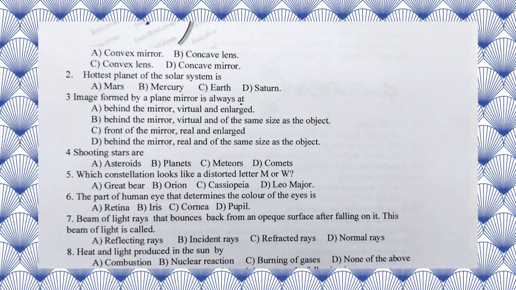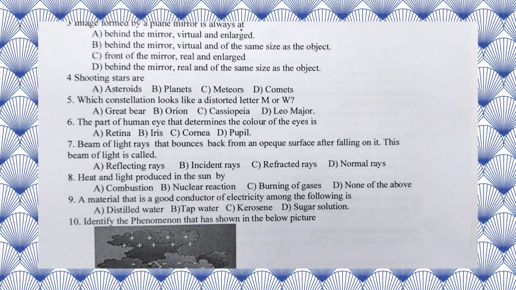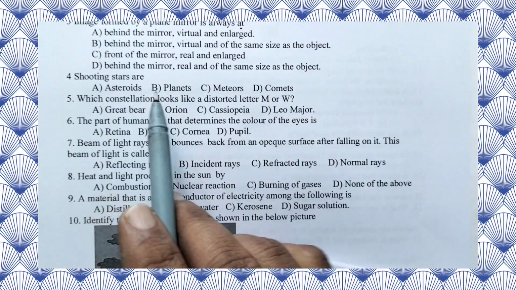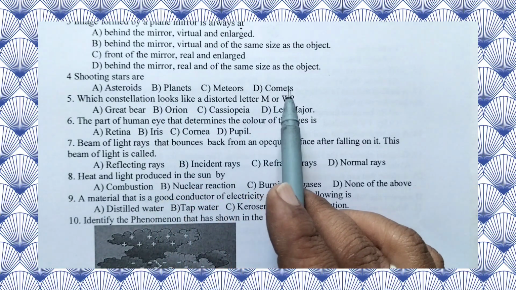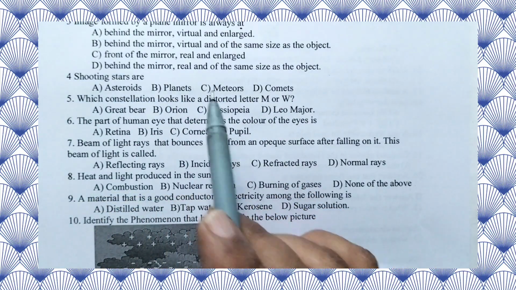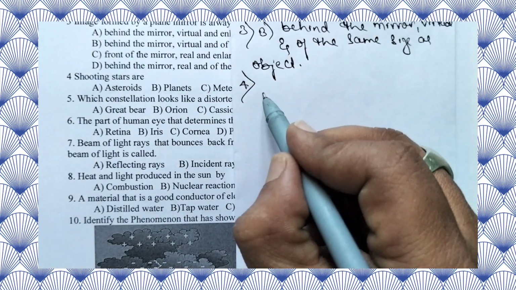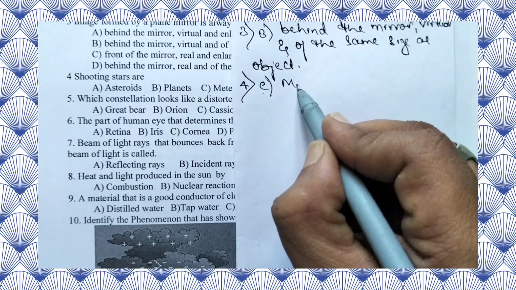Now let us move to the fourth question. The shooting stars are asteroids, planets, meteors and comets. The shooting stars are called, option C, meteors.